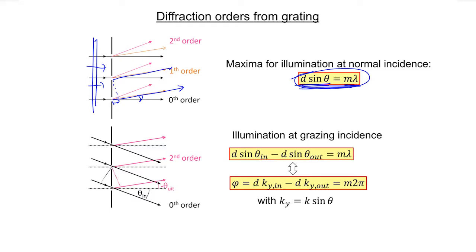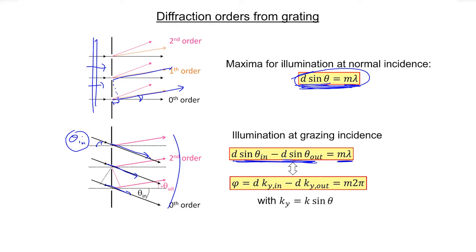Now you might wonder what happens if I illuminate these n slits at a certain angle. I hope it doesn't take much imagination to understand that if you go straight through, you still have constructive interference. And effectively, the whole interference pattern behind the n slits rotates a tiny bit if you illuminate the system away from normal incidence. So if you want to catch that in an equation, you now have d times sine theta in minus d times sine theta out is m times lambda.